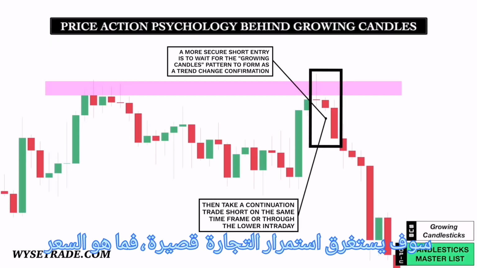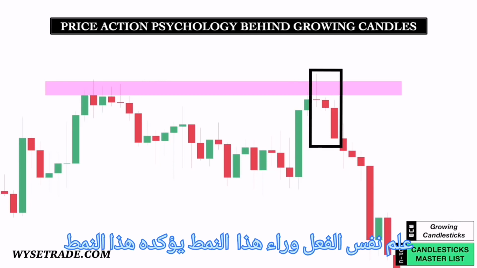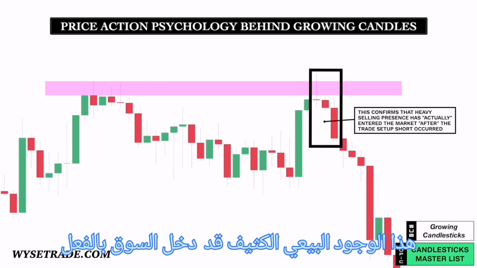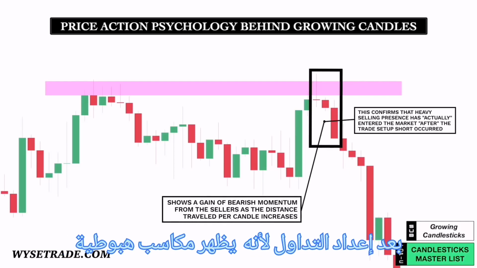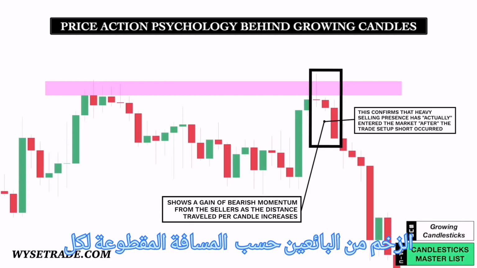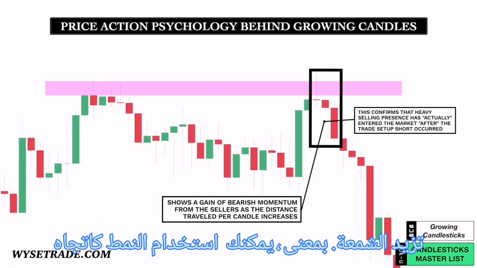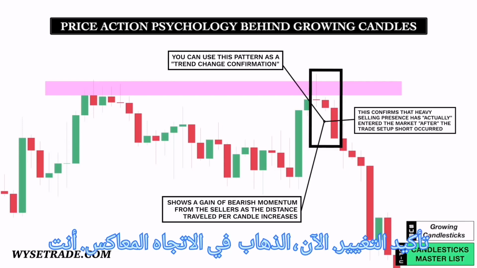So what is the price action psychology behind this pattern? The pattern confirms that heavy selling presence has actually entered the market after the trade setup because it shows a gain of bearish momentum from the sellers as the distance traveled per candle increases, meaning you can use the pattern as a trend change confirmation. Now going in the opposite direction.